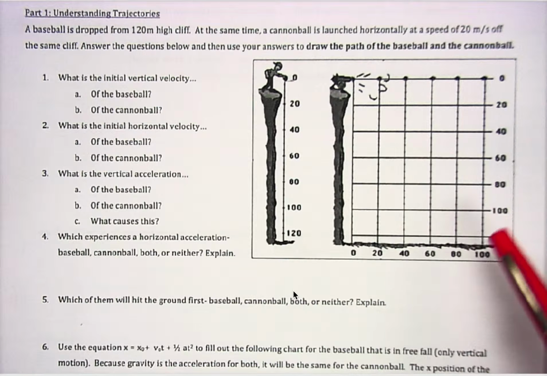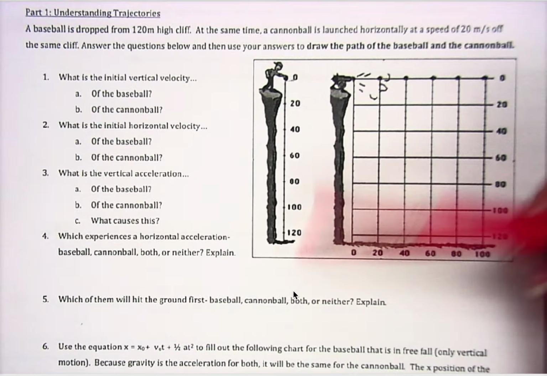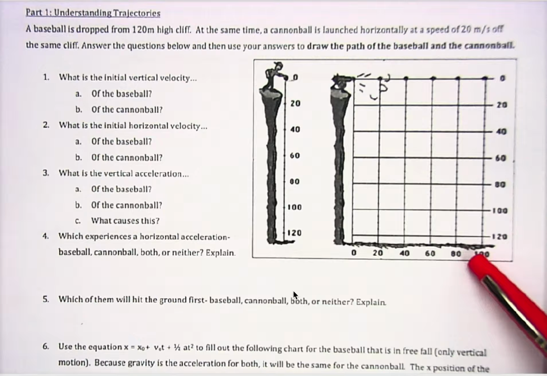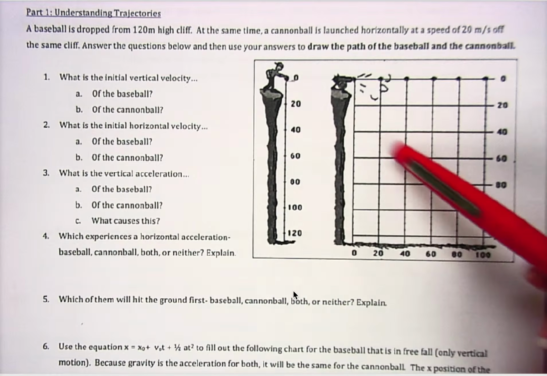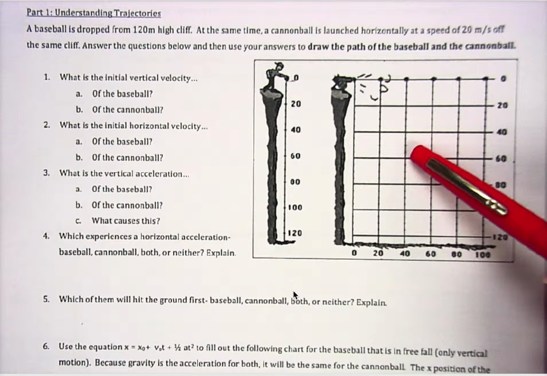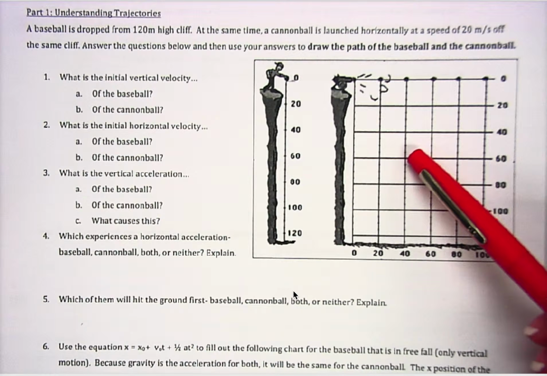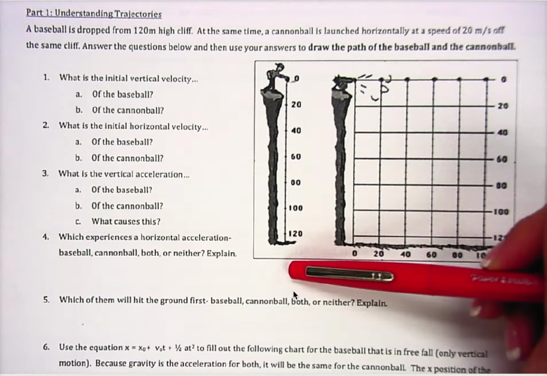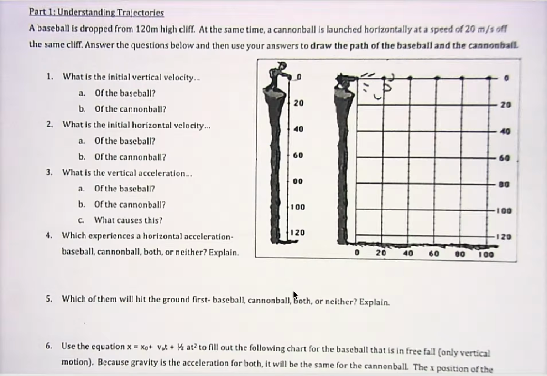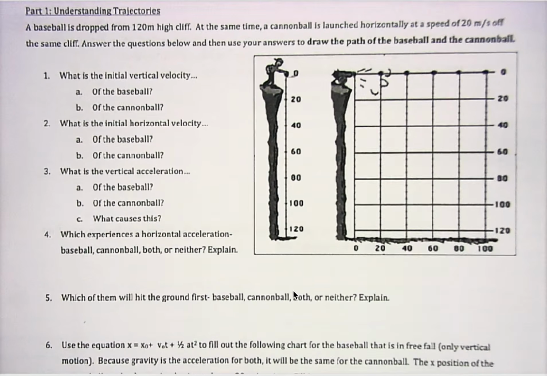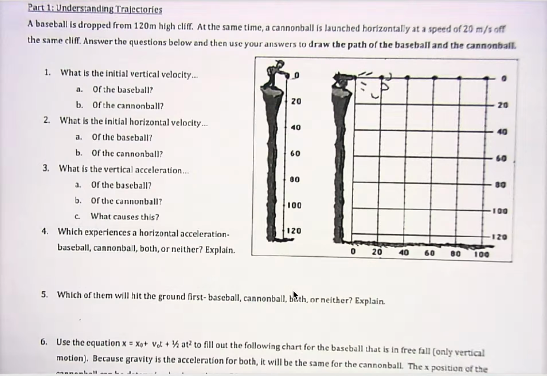Okay, one, they are both projectiles. Even though this one is only falling down while this one will go in a curved path, both of them are under the influence of gravity alone. Gravity is going to be the only thing accelerating both of these objects. Therefore, they're going to fall down at the same rate. The only difference is this one will be falling straight down, where the cannonball will be moving over as it falls down.